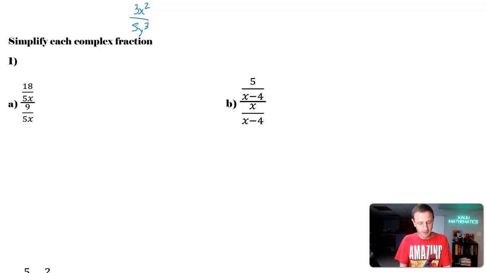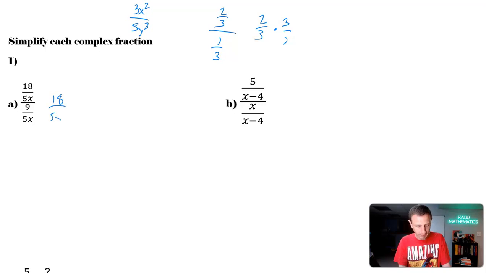The first way that you could think about this is if I had the fraction 2/3 divided by 1 over 3, whatever. I can think about this as 2/3 being divided by 1/3, so that means I'm multiplying by 3 over 1. If I'm dividing by a fraction, I multiply by the reciprocal. I could do the same thing here, 18 over 5x times 5x over 9. I can take this division of that fraction and turn it to multiplication and take the reciprocal.